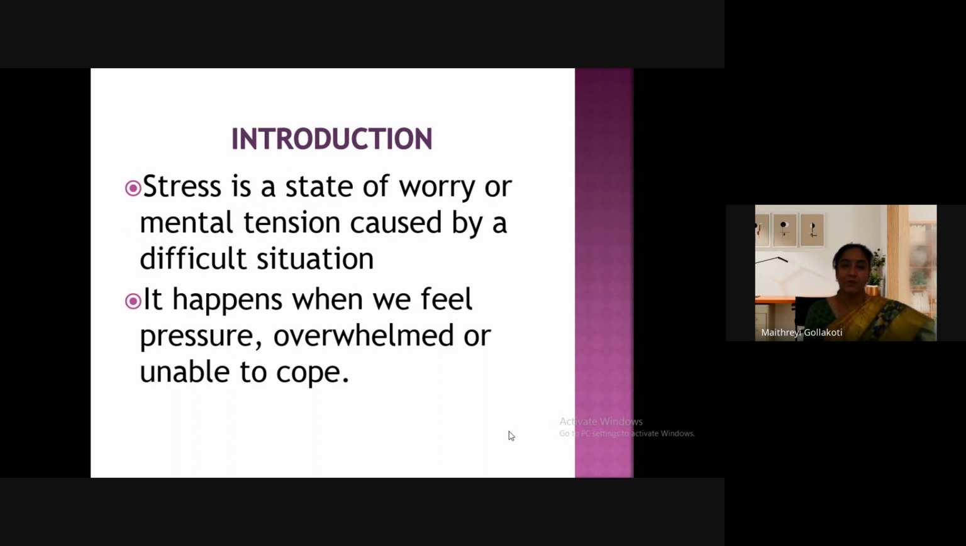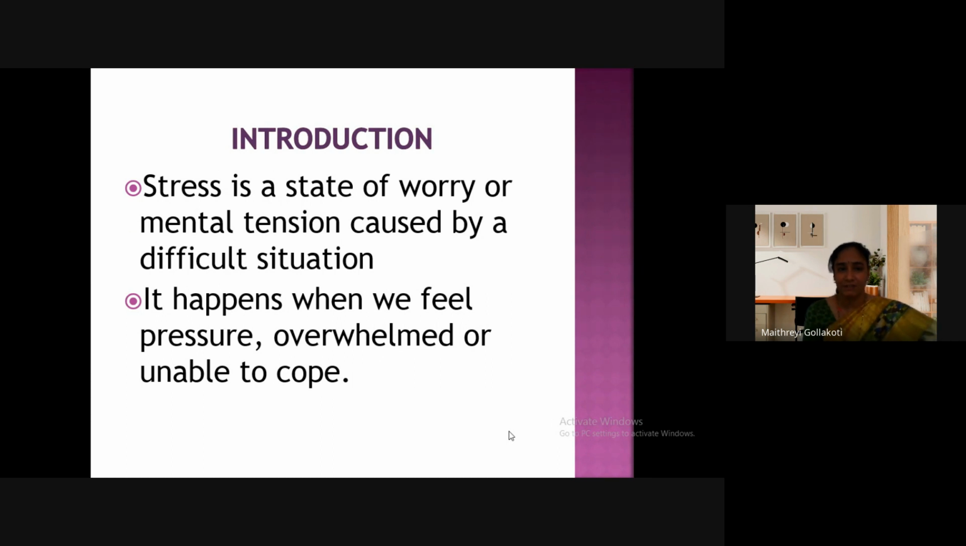Now let me start the presentation with the introduction. We have two parts in this presentation. The first part is stress and the second part is time management. Both are interrelated. First we will concentrate on stress and then we move on to time management. And then we will discuss the relationship between stress and time management also. Okay, so let me start first with stress.